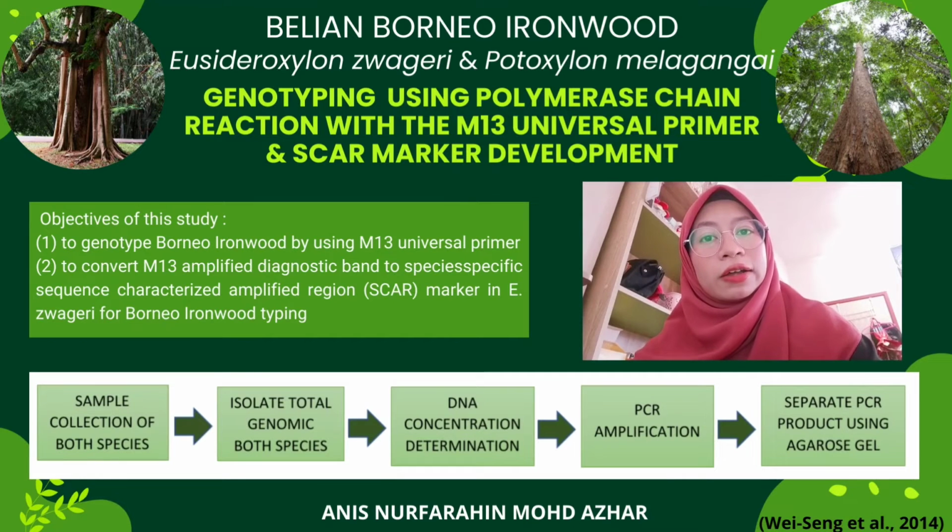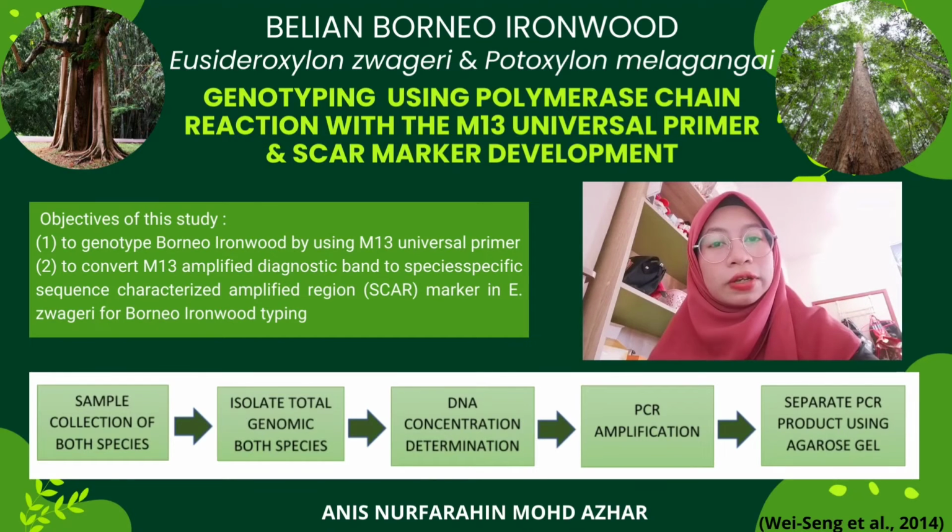In Malaysia, there are two species found, which are E. zwageri and E. melanoxylon. So, before the conservation effort can be done, it is important to distinguish which species is endangered, and to review recent studies by other researchers on this species. Their objectives are to genotype the Belian wood using the M13 universal primer and an E. zwageri SCAR marker. The overall genotyping procedure is listed below.